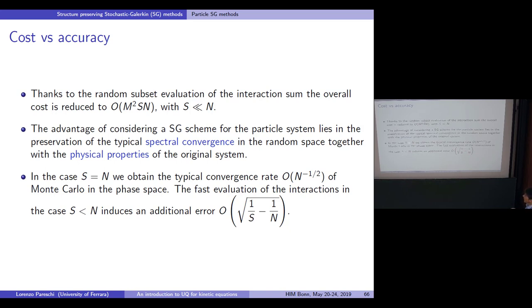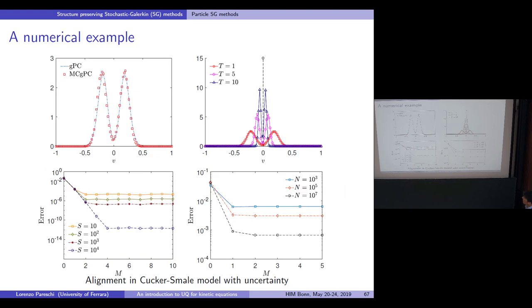So if you take s equal n, this error actually disappears. So just one last example, and then I'm finishing my lecture. This is, for example, just an alignment process. We have no diffusion. This is the Cucker-Smale model. So basically, as time goes to infinity, particles are going to concentrate on a Dirac delta. This is particularly challenging, actually, for deterministic methods.